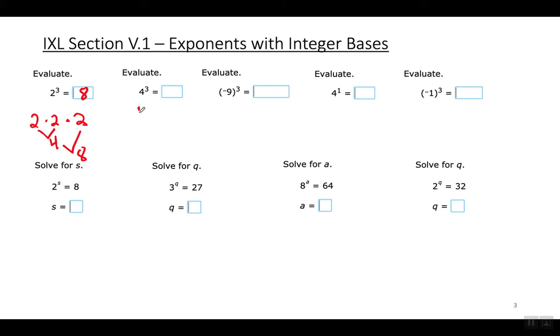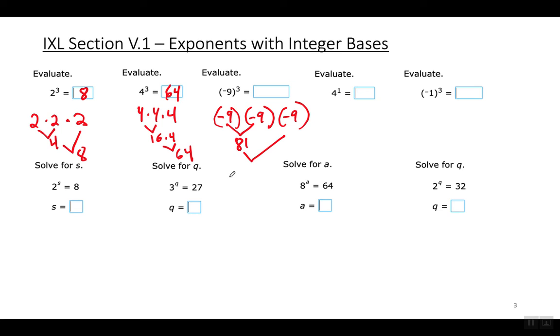All right, 4 to the 3rd power is 4 times 4 times 4. So I would do 4 times 4, which is 16, and then 16 times 4, which is 64. Negative 9 to the 3rd power, I'm multiplying negative 9 times negative 9 times negative 9. So I'm going to get positive 81, and then positive 81 times negative 9 is going to give me negative 729.